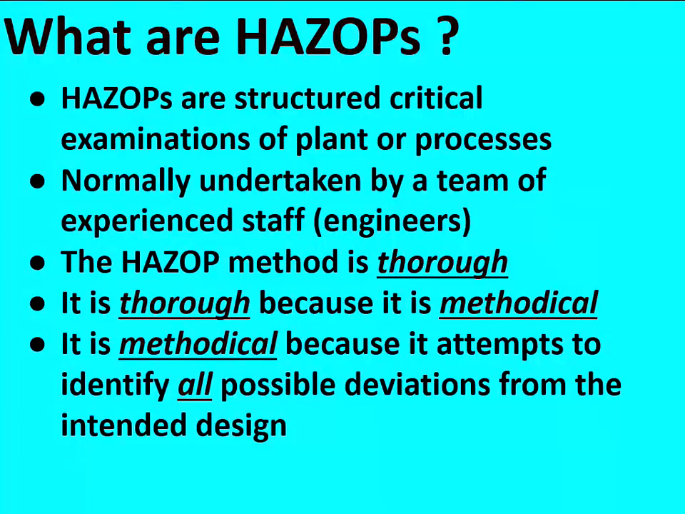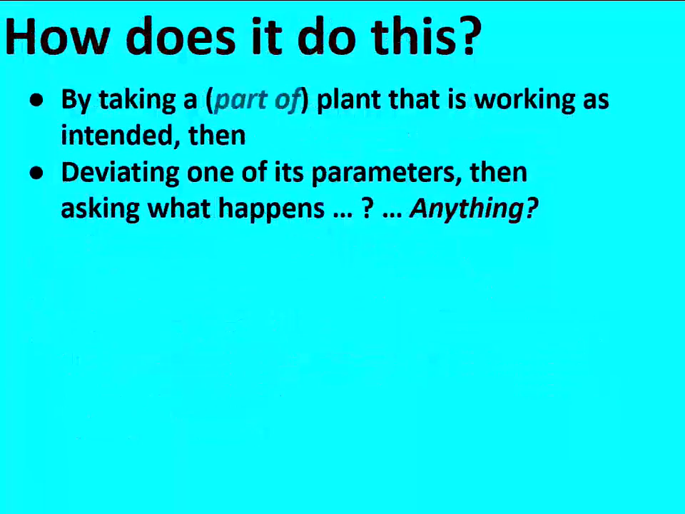So how does it do this? Well, it does this by taking part of the plant that's working as intended. One of the things about HAZOP is you can't do a HAZOP on an entire plant. What you've got to do is divide it up into discrete sections, and then you do your HAZOP on that discrete section. Once you're finished, you then move on to the next one.